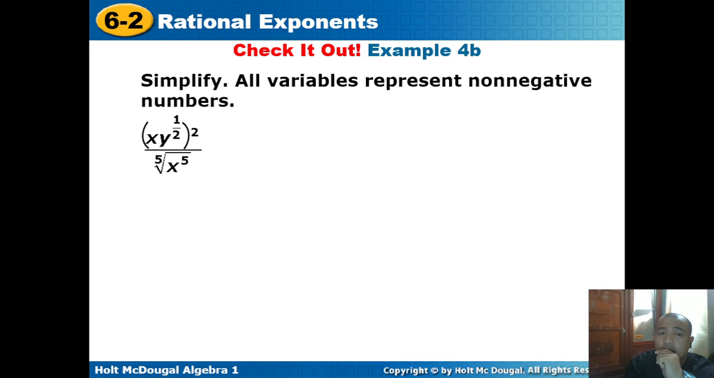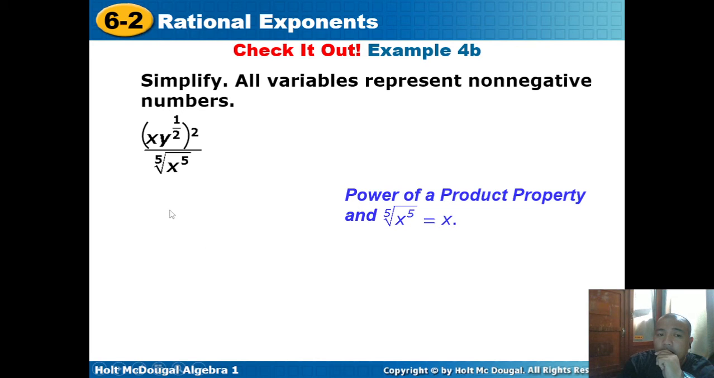All variables represent non-negative numbers. Simplify: x y raised to 1/2 quantity squared, all over the fifth root of x to the 5th. So in the denominator, the fifth root of x to the 5th means x. This is one of the laws of radicals. We just cancel 5 and 5, so x. Then remove the radical sign. The fifth root of x to the 5th is equal to x, because it means x raised to 5 over 5, meaning x raised to 1, which is x.